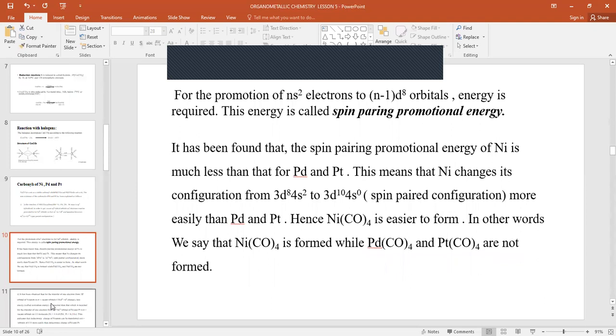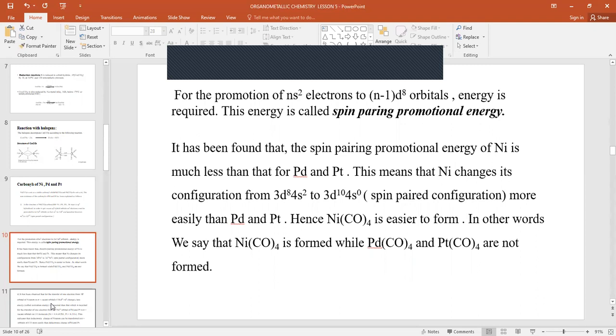For the promotion of the ns2 electrons to the (n-1)d8 orbital, energy is required, and this energy is referred to as the spin pairing promotion energy. This spin pairing promotion energy of nickel has been observed to be less than that for palladium and platinum. This means that nickel changes its configuration from 3d8 4s2 to 3d10 4s0 more easily than palladium and platinum, and hence nickel tetracarbonyl is easier to form.